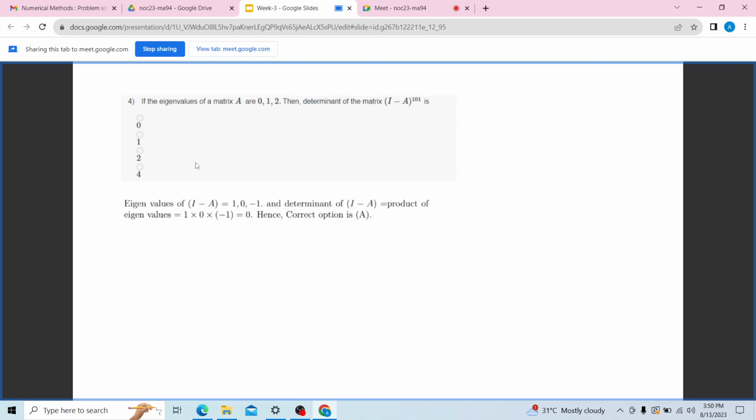Check it, are you getting it? In any of the steps, if you have doubt, tell me. You have to form this matrix, then calculate its eigenvalues, that will be 1, 0 and minus 1. Then its determinant by calculating the product of all the eigenvalues. Since it's 0, it will again give you 0.